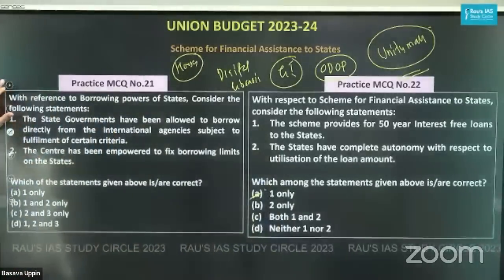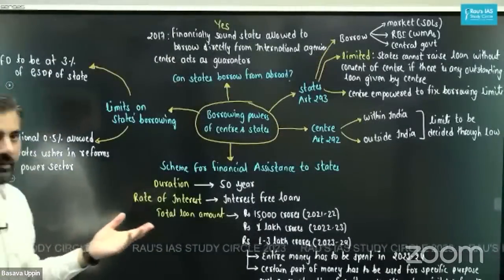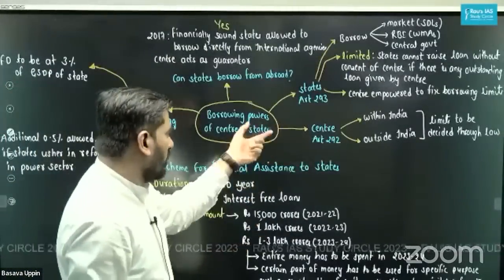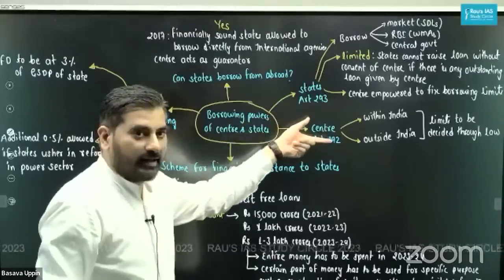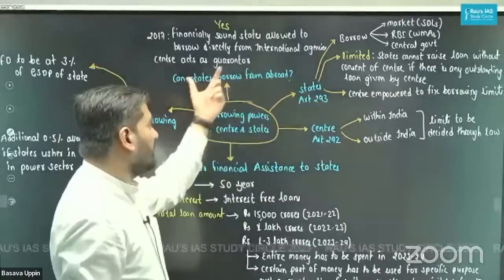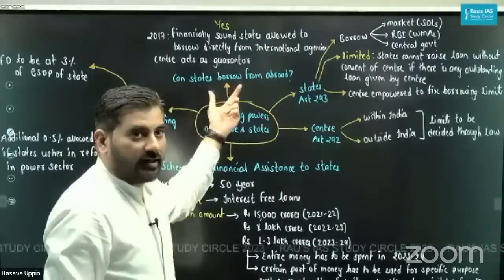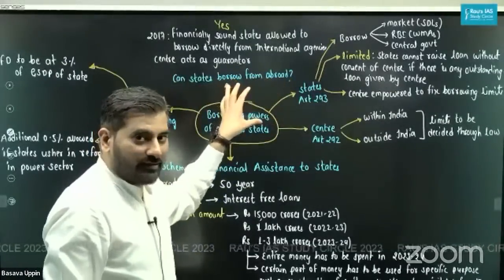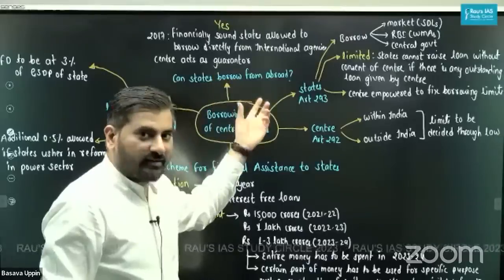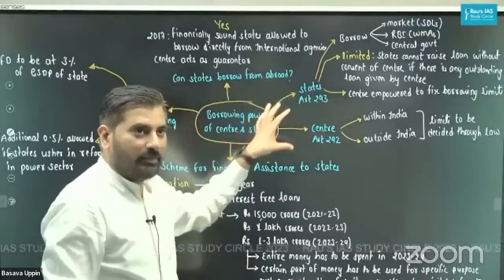Apart from that, in last year's budget, I've discussed about borrowing powers of central states, that is Article 292, Article 293, whether states can borrow from outside India or not. All of this I have already discussed in last year's budget. So please have a look at last year's budget. You'll have a complete idea about this.